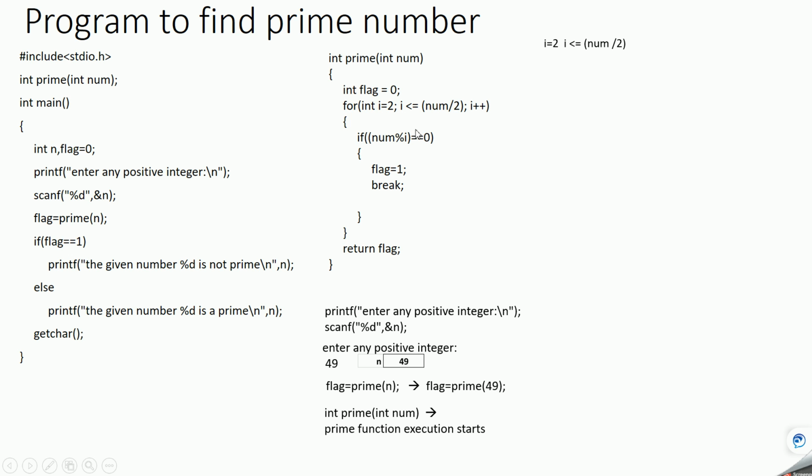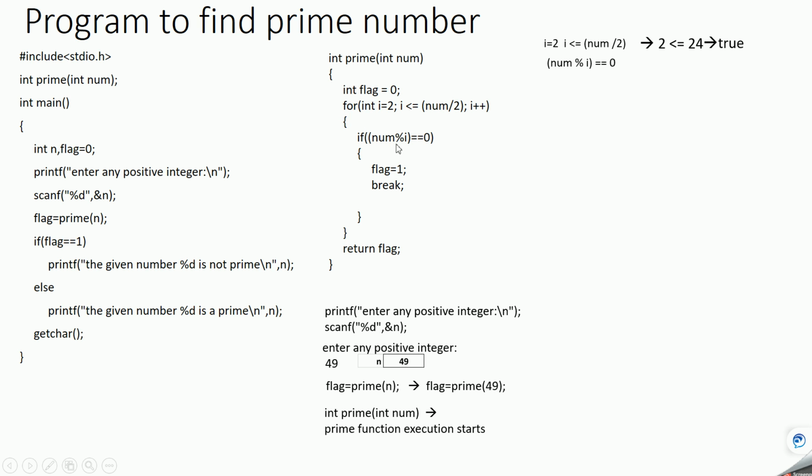half of this number. Okay, so now initially i is 2 and this condition will be checked. The value of i is 2 and num divided by 2, here the num value will be 49. So it will be 49 divided by 2, which becomes 24, because we are not considering the decimal value. So this condition is true, 2 is less than or equal to 24. So now the control will come here and this calculation will happen.